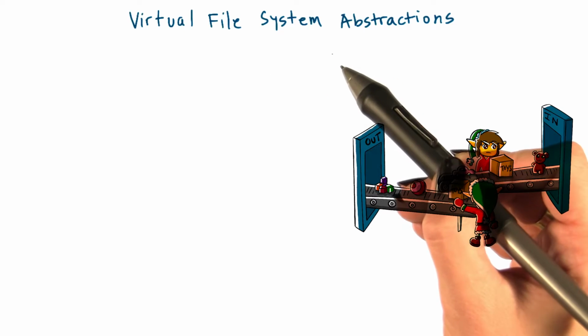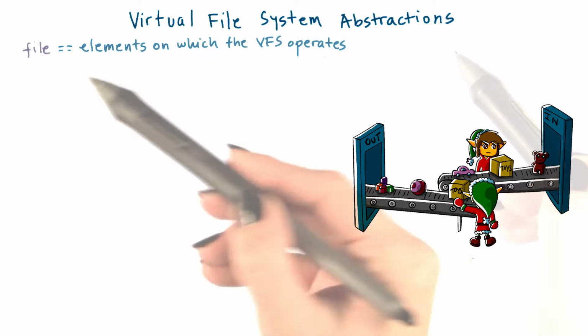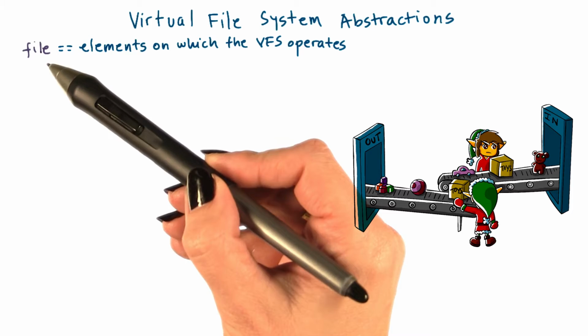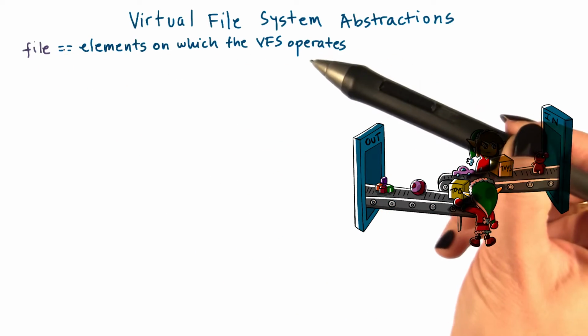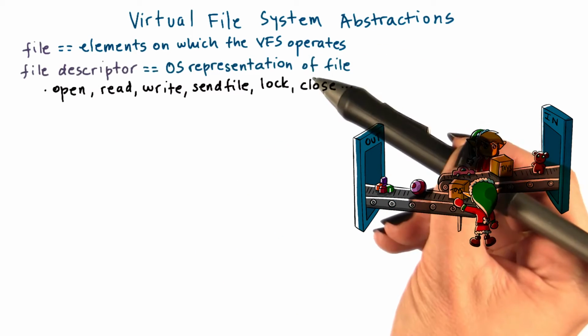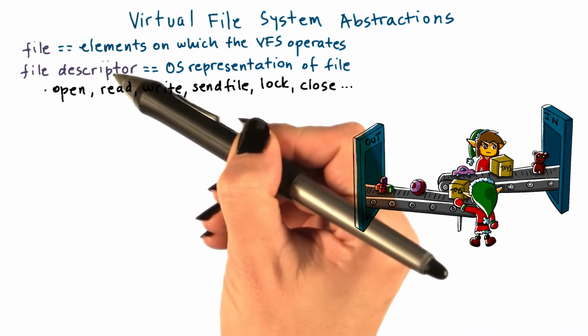The virtual file system supports several key abstractions. First, there is obviously the file abstraction. These are the elements on which the virtual file system operates. The OS represents files via file descriptors.